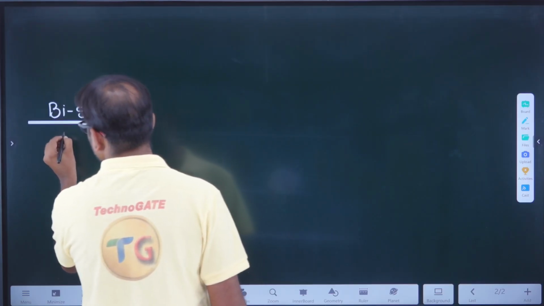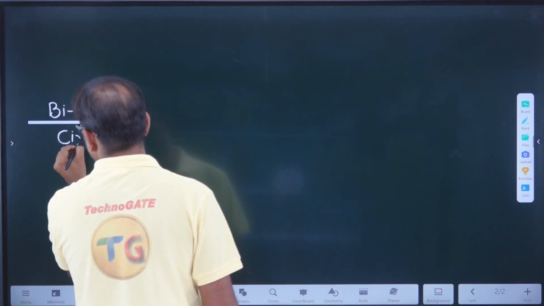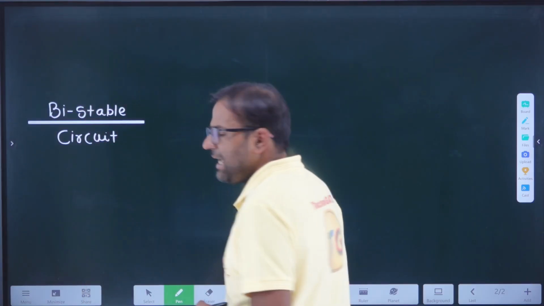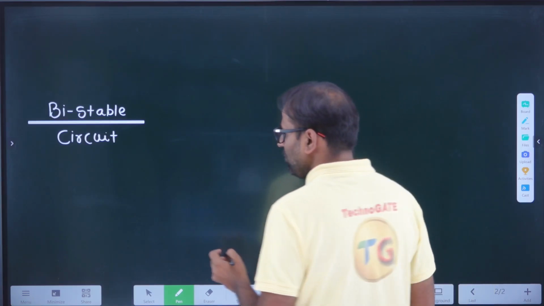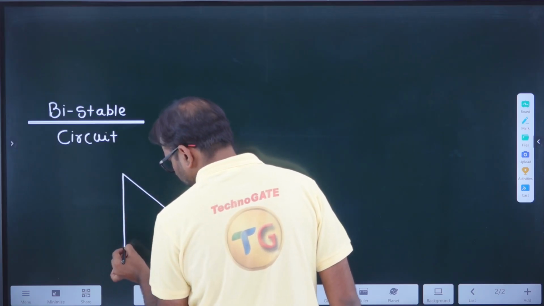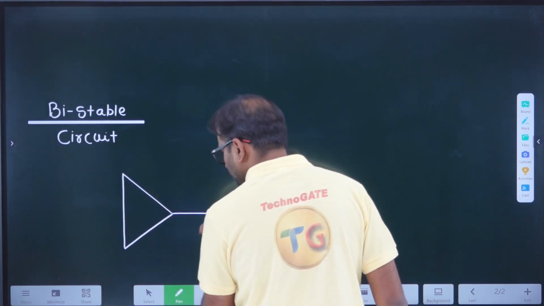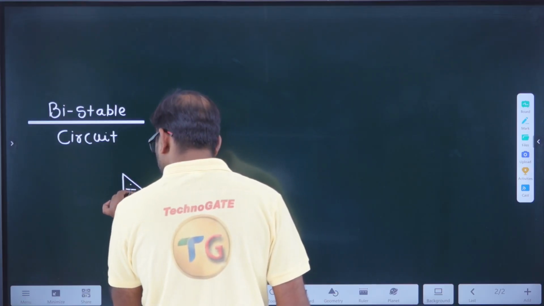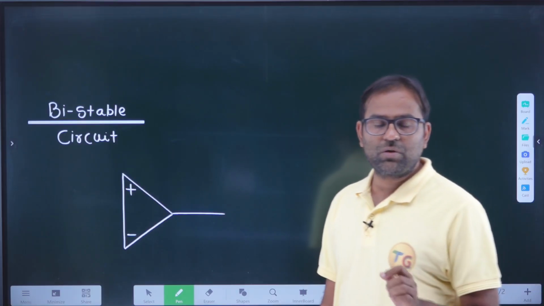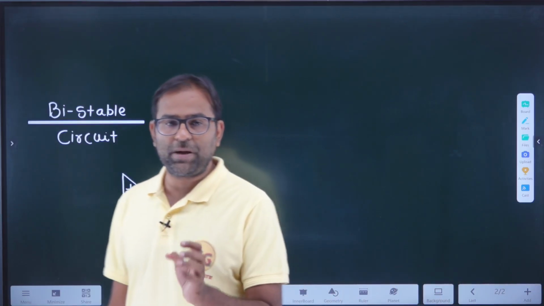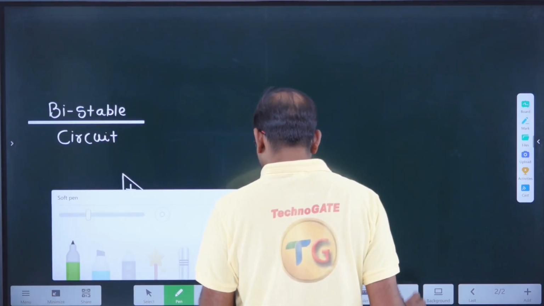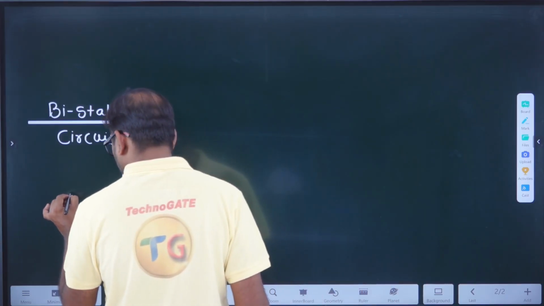In this bistable circuit we will use one op-amp. A very important observation you can make from this circuit is that this op-amp is having positive feedback. So which type of feedback am I using here? We are using positive feedback here.